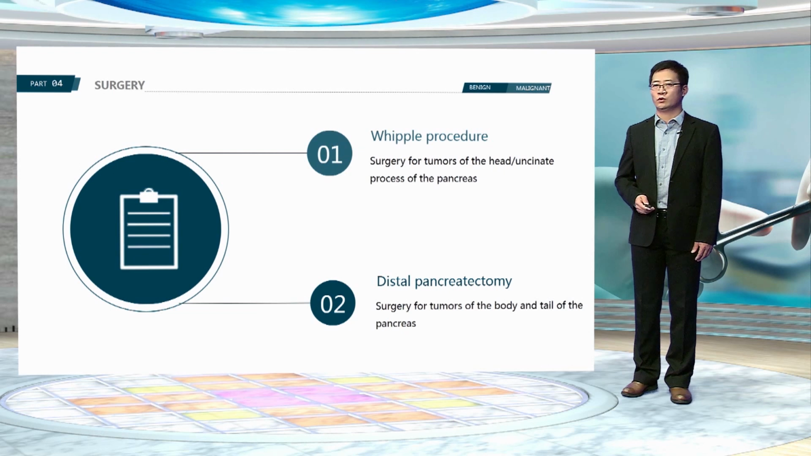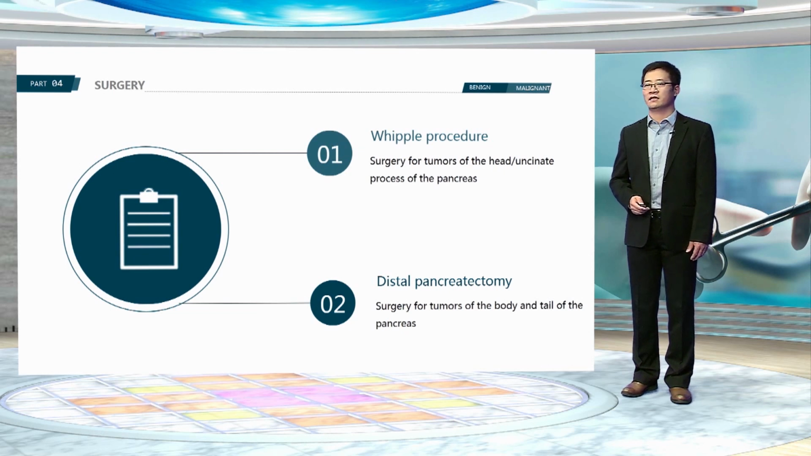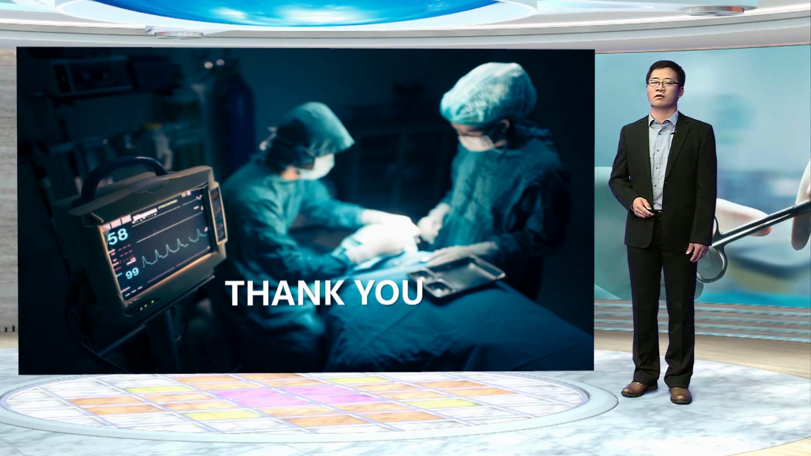We will talk about surgical treatment of the neoplasms. For a tumor of the head and the uncinate process of the pancreas, we usually perform the Whipple procedure, also called pancreaticoduodenectomy. Well, if the tumor is located at the body and the tail of the pancreas, we will perform distal pancreatectomy. That's all. Thank you.